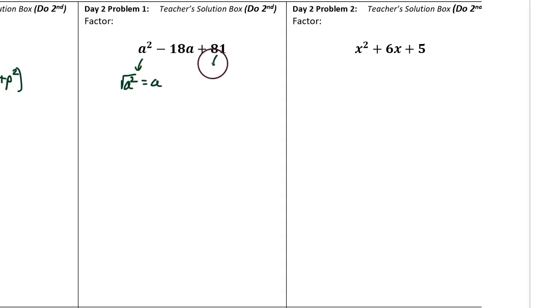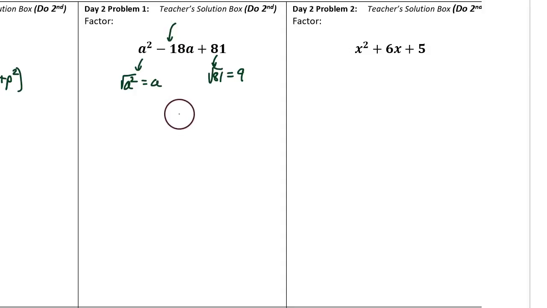The last term must be a perfect square. Is 81 a perfect square? Yes, when you take the square root, you get a nice result, the whole number 9. Now, just because the first and last terms are perfect squares is not enough to make sure that this is a perfect square trinomial. The middle term has to check out as well.